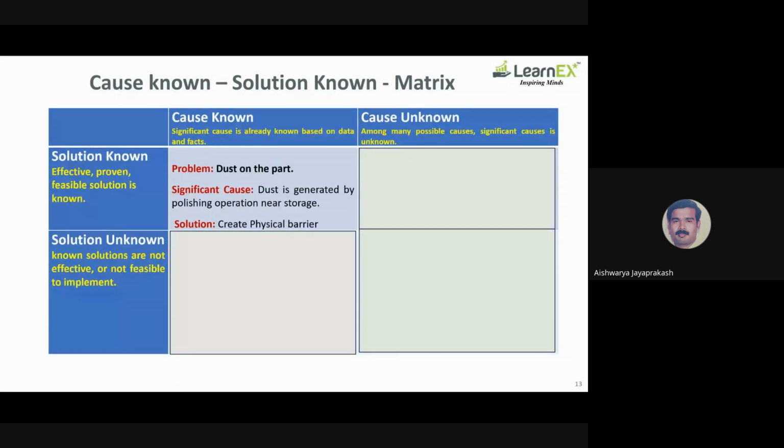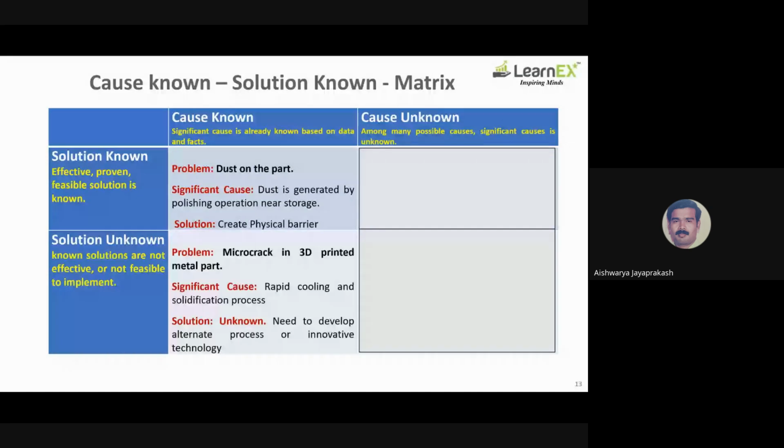Suppose there is a road accident happening at one place, and at that place there is some error, some divider is suddenly starting from there, and people are not able to see the divider, and they collide, and the accident happens there regularly. Then cause is known, solution is known, change it. We can do correction there. It means we don't need statistical tools in such situations.